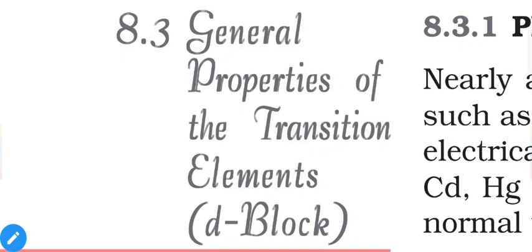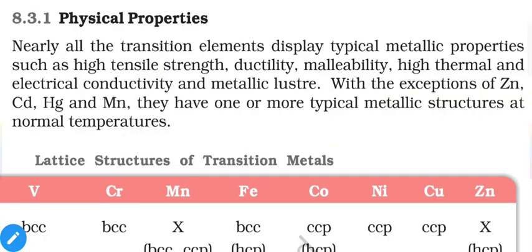Next point, general properties of the transition elements, d block, and in this case the first point is physical properties. Nearly all the transition elements display typical metallic properties such as high tensile strength, ductility, malleability, high thermal and electrical conductivity, and metallic luster. Now let's talk about what these properties mean.